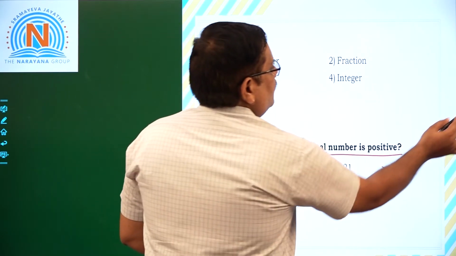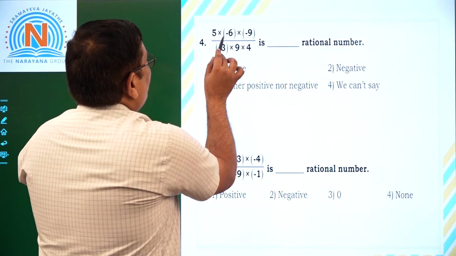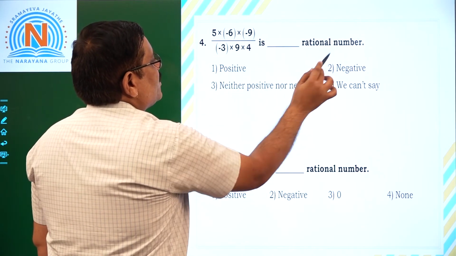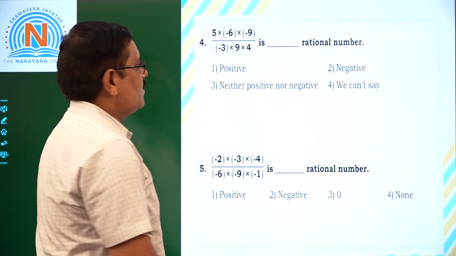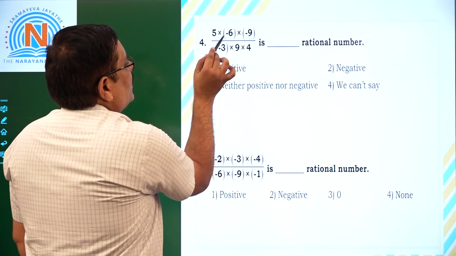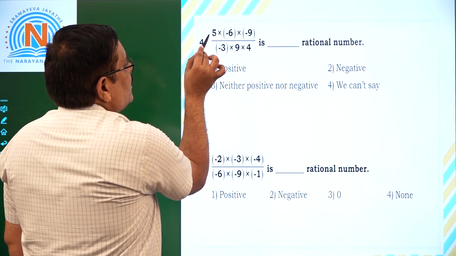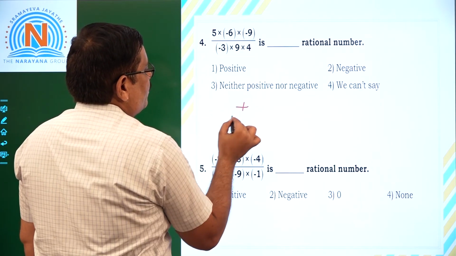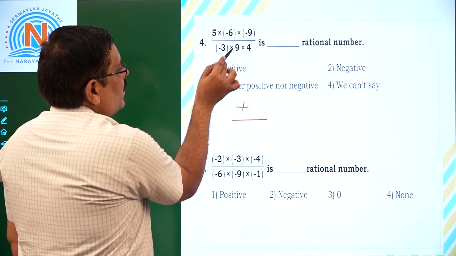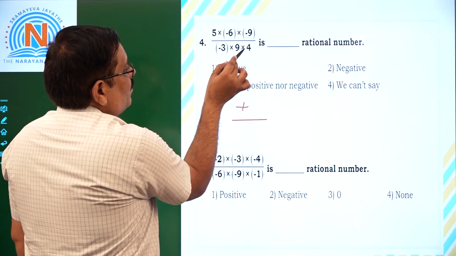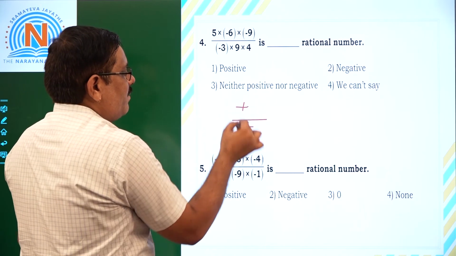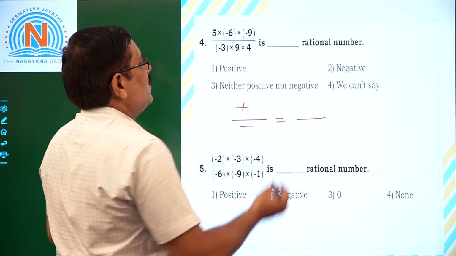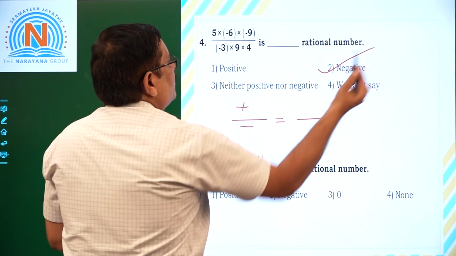Next, let us see the next question. 5 into minus 6 into minus 9 by minus 3 into 9 into 4: is it a positive rational number or a negative rational number? That is the question. We have to multiply only signs here. It is plus, nothing is there means it is plus. Plus into minus is minus, minus into minus is plus. So this is plus by minus into plus, then minus, minus into plus, again minus. We have plus by minus, the resultant is nothing but minus. As it is negative, it is a negative rational number.